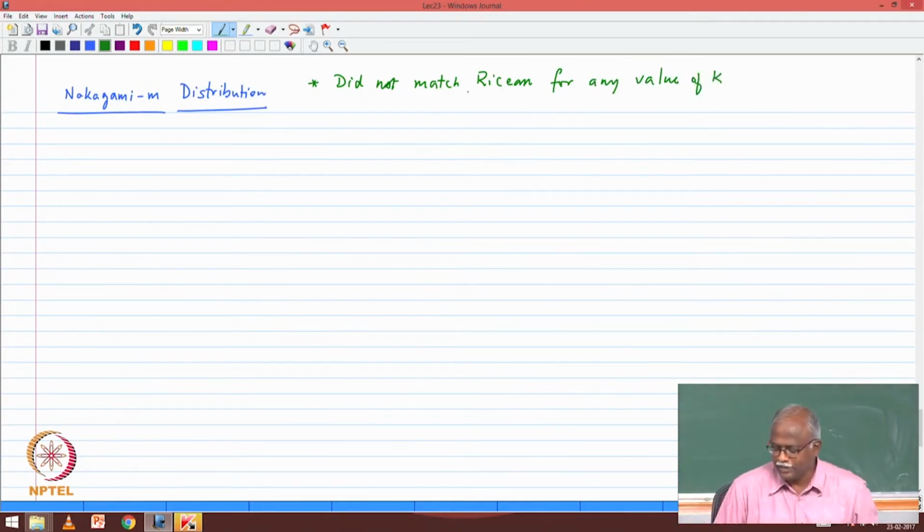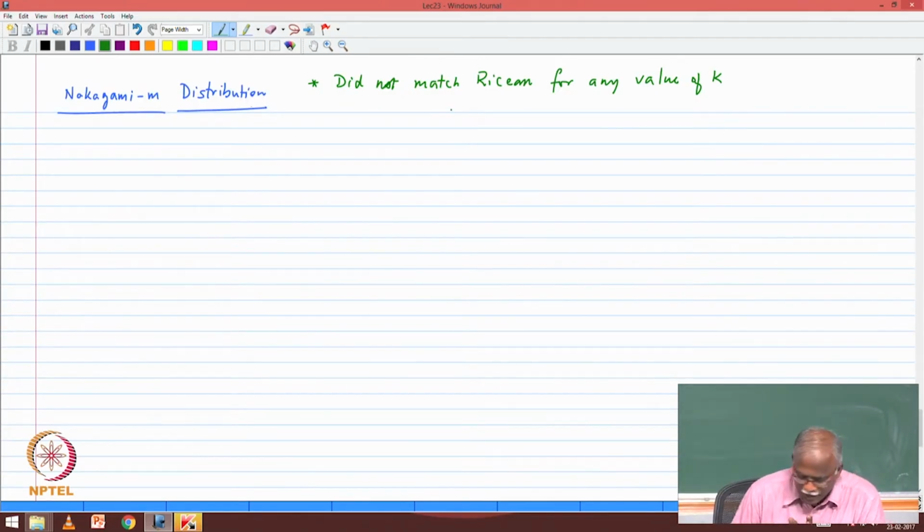Notice I don't need to say Rayleigh because k equal to 0 is Rayleigh. So Rayleigh is a special case of Ricean. So the observed statistics did not quite fit the Ricean statistics. So they came up with a distribution which seems to have a framework very similar to the Ricean distribution, but somewhat different, and again we want to be able to capture that.